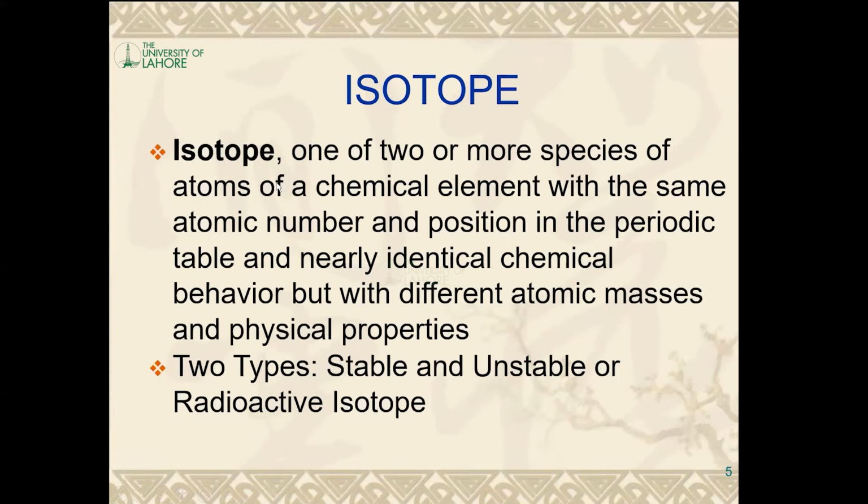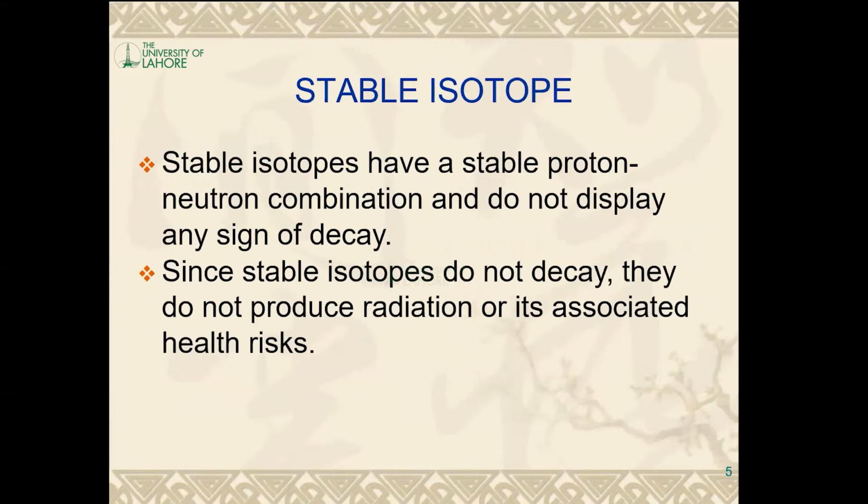There are two types of isotopes. One is called stable isotopes, and the second is called unstable or radioactive isotopes. Stable isotopes have a stable proton-neutron combination, and they do not show any sign of decay. Since stable isotopes don't decay, they do not produce any type of radiation, and they are not associated with any health risk or detrimental to the body, because they do not produce any decay or radiation.